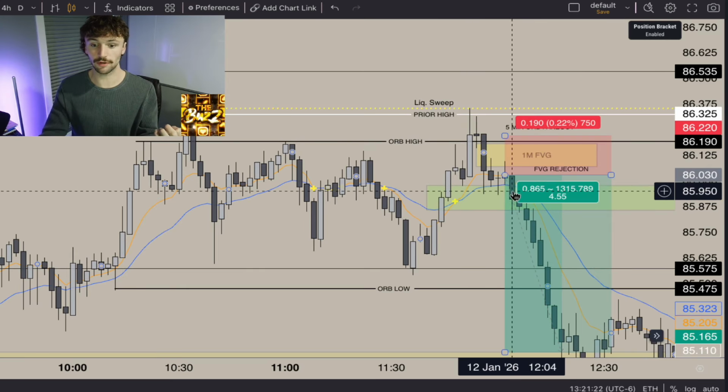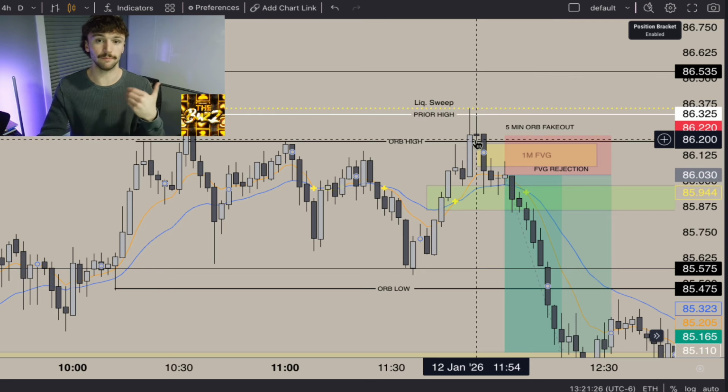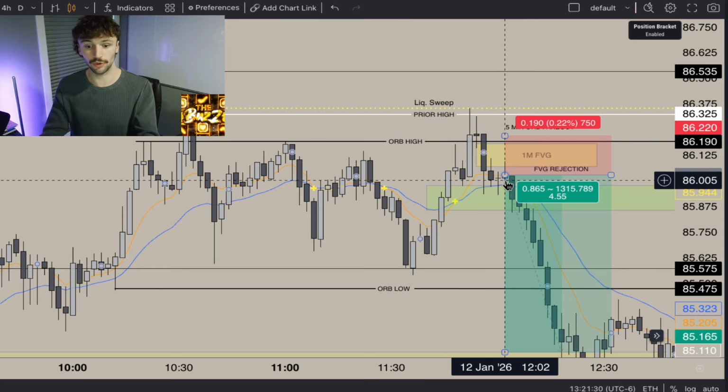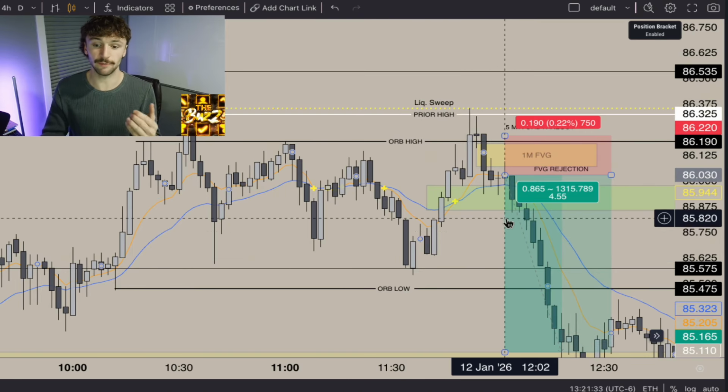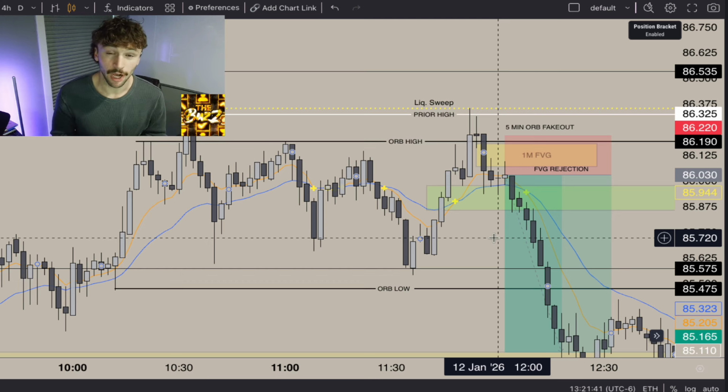We do get 2 bounces off of our 5-minute, but we also get 2 bounces off of our 1-minute with the sweep, with the ORB high. I'm stacking up bearish confluences right now. We are up to 3. Now pushing through, we just broke through our 5-minute fair value gap and down below our EMAs. That is confluence 4 and 5.